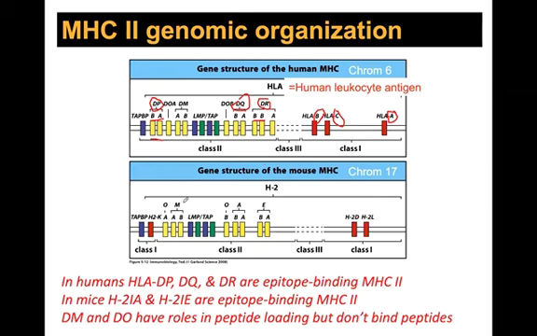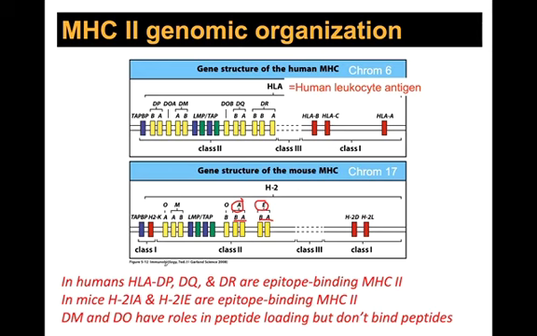Now, in mice, it's very similar, except we call them H2 antigens instead of HLA. And you only have 2. You have IA and IE. But for both of those, you have an alpha chain and a beta chain, just like in humans.